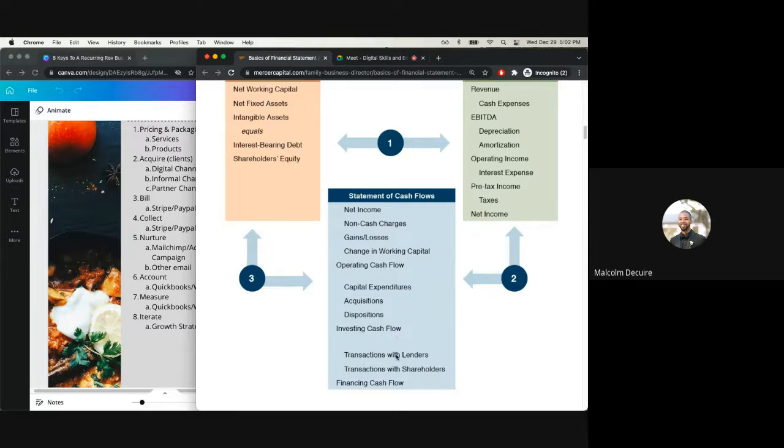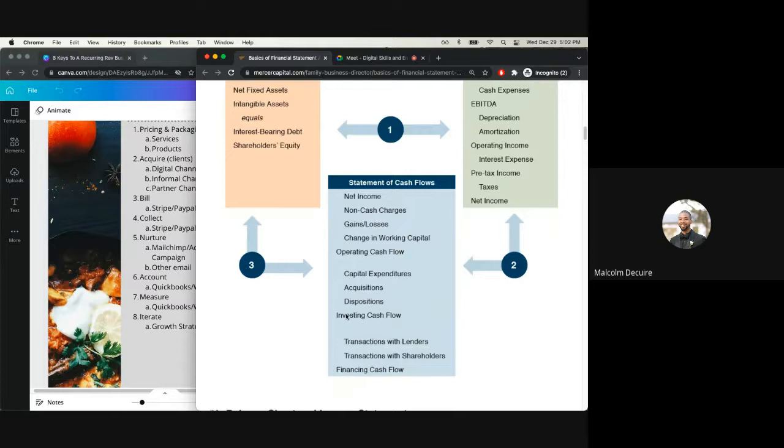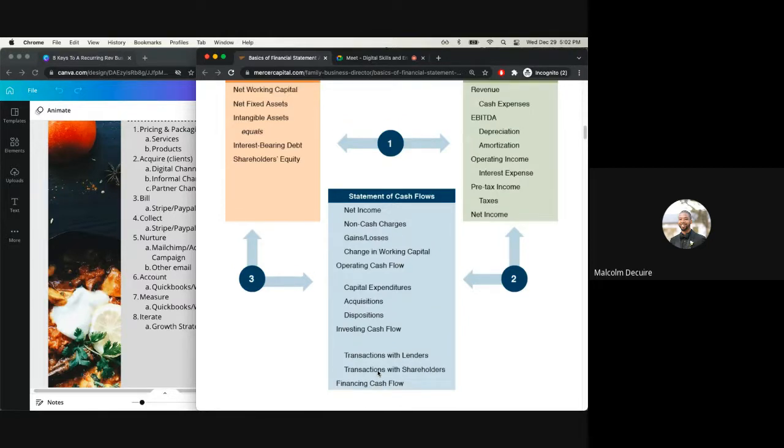Hey, got a loan from SF, whatever. Or hey, got a loan from Chase. And those statements will all be inside the investing and financing cash flows.